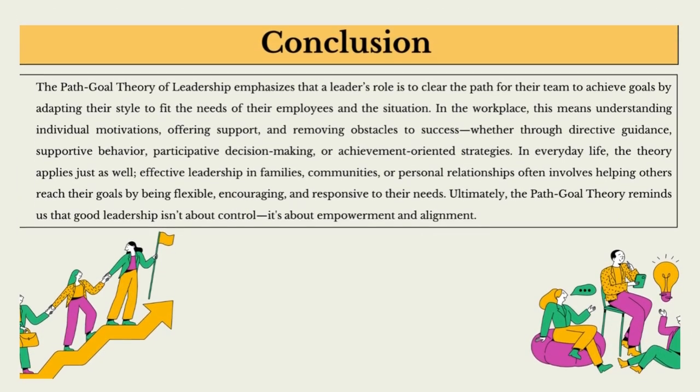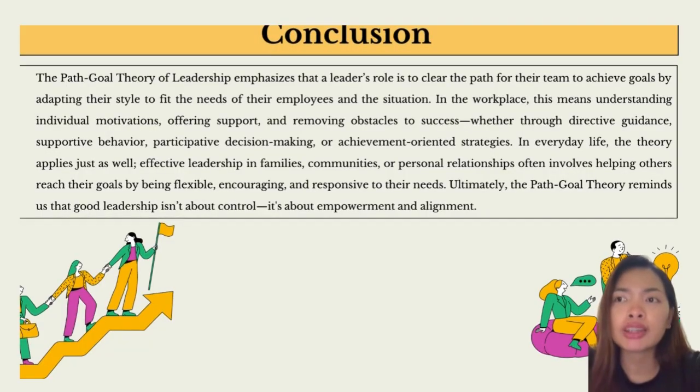In conclusion, the path-goal theory of leadership emphasizes that a leader's role is to clear the path for their team to achieve goals by adapting their style to fit the needs of their employees and the situation. In the workplace, this means understanding individual motivations, offering support, and removing obstacles to success, whether through directive guidance, supportive behavior, participative decision-making, or achievement-oriented strategies.